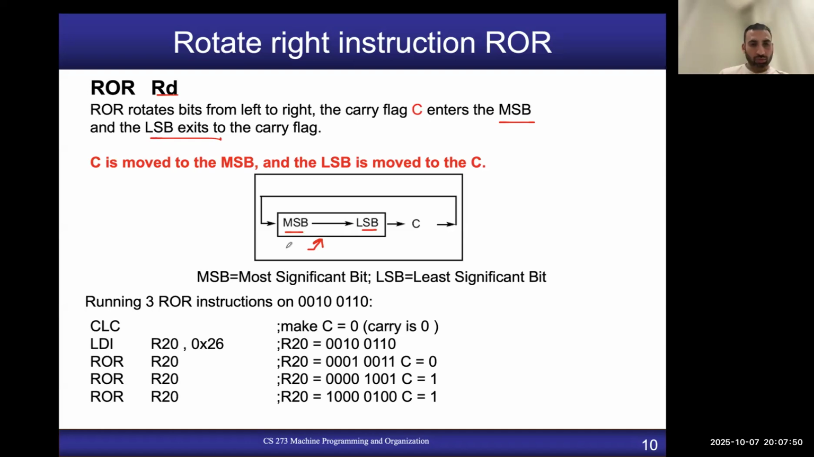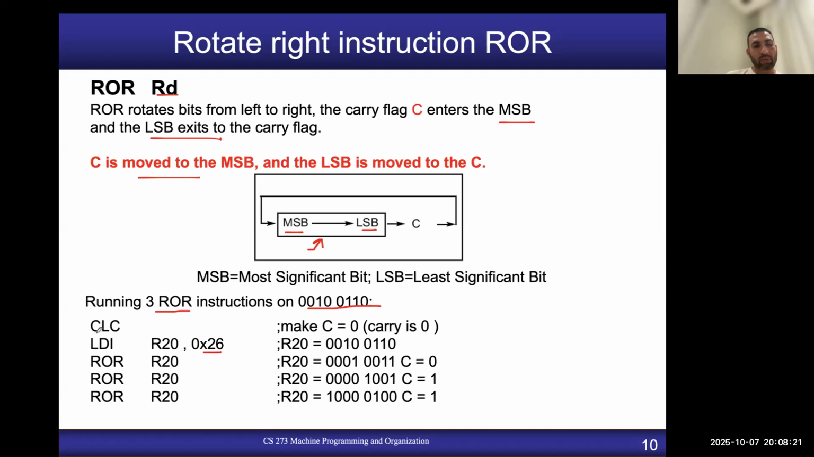So carry is moved to the most significant bit, and the LSB is moved into the carry, right? So here is an example where we are doing the rotate on right instruction on this bit sequence, which means we have this value in the register, right? This value is equal to 0x26.